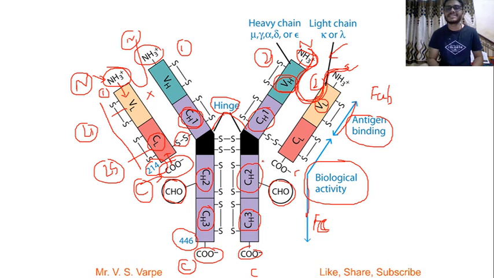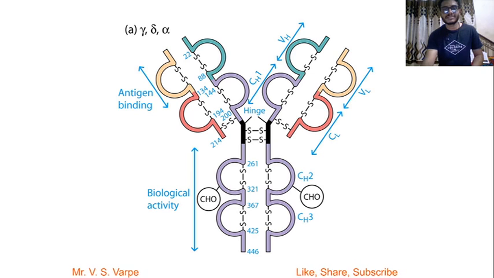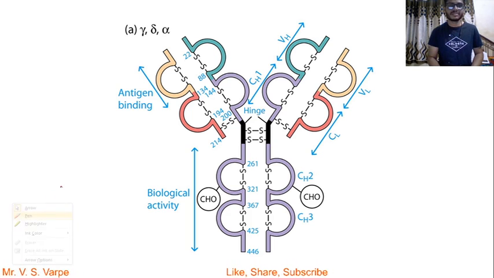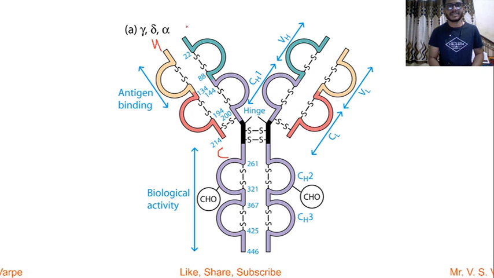This is the detailed structure of the antibody. Then this one is the second structure, and this is the actual structure of the antibody. Okay, here is the total number of amino acids. This one is our N terminal and this one is our C terminal. Same as it is on this side: this one is the N terminal and this one is our C terminal.